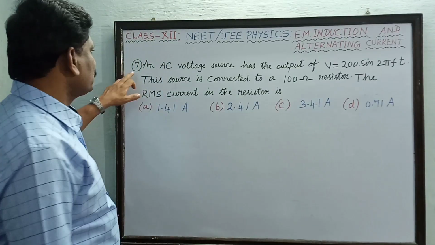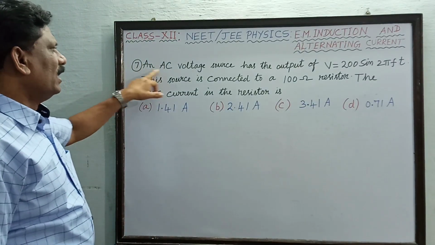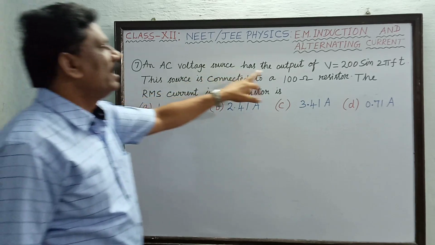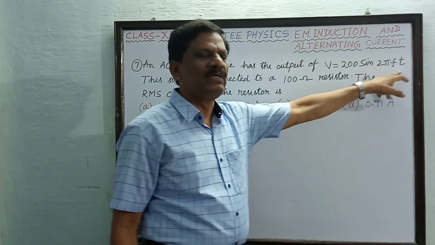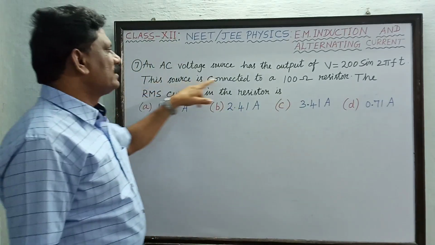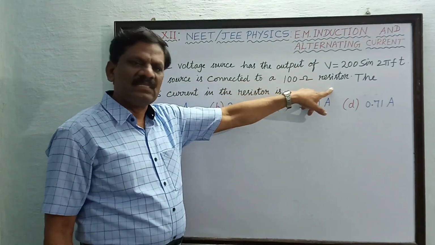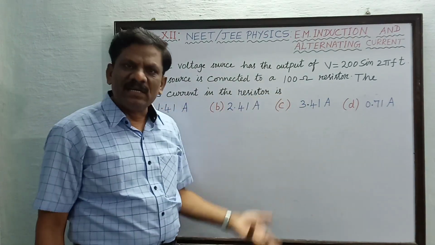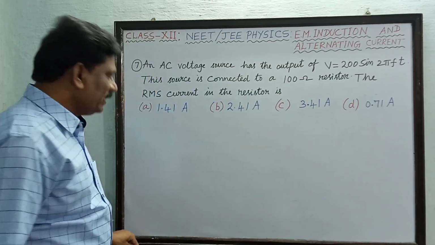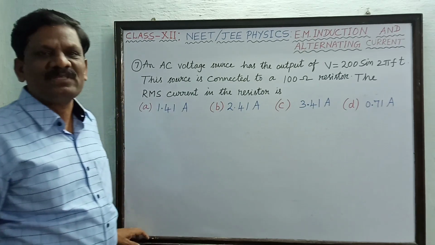Hi students, question number 7. An AC voltage source has the output of V equal to 200 sin 2 pi f t. This source is connected to a 100 ohm resistor. The RMS current in the resistor has to be determined. It's a very interesting and very easy question.